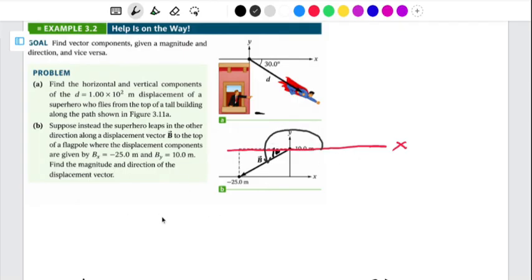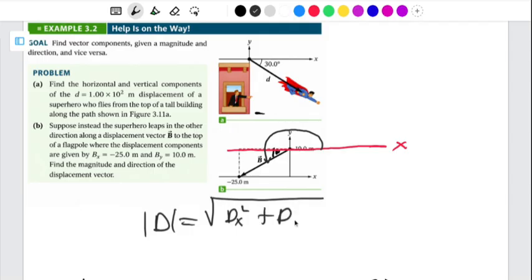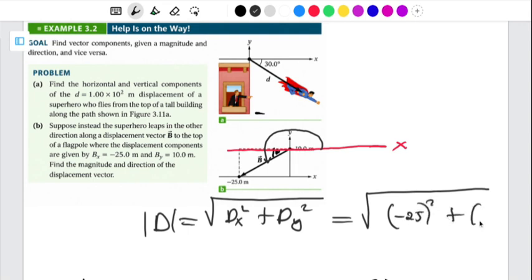So let's start by finding the magnitude. We are looking at displacement as the magnitude, so we need dx squared plus dy squared. We've been given the x component and the y component, so very simple to find. So we have negative 25 squared plus 10 squared. You can also include the meters. 25 squared is 625. Then 10 squared is 100. So adding plus 100, I'm getting 725.